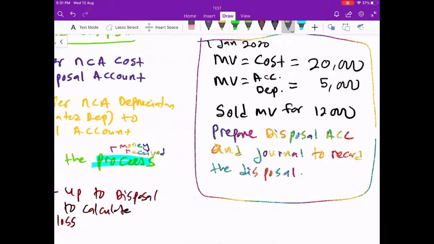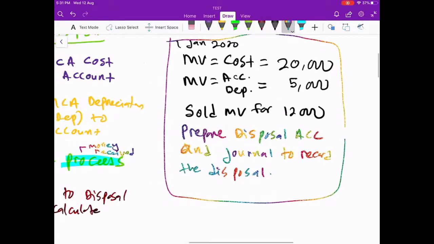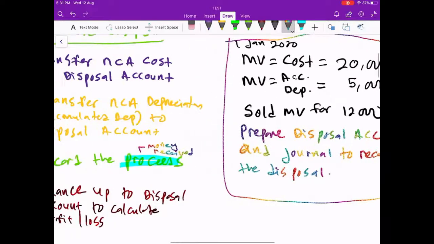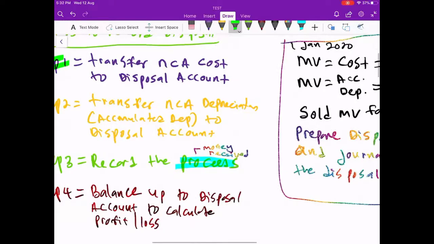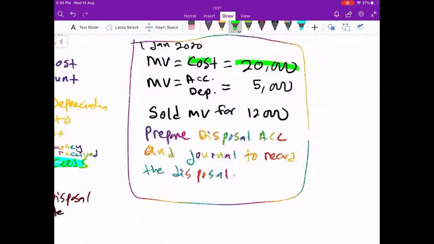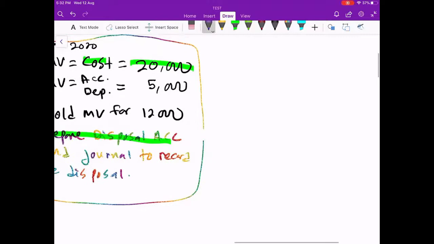Okay, I'm going to do this question. Everybody follow me. Step number 1: transfer the NCA cost to the disposal account. This is my cost, 20,000. First I open the disposal account, and under the disposal account, I will transfer the cost.